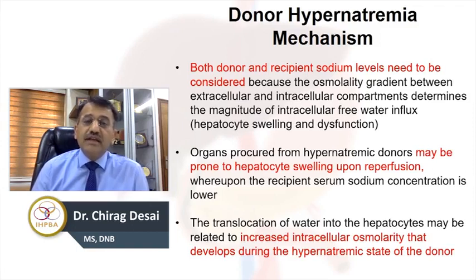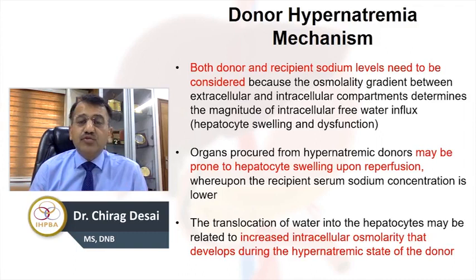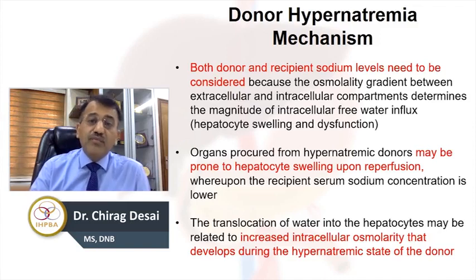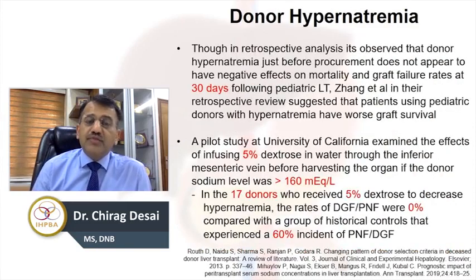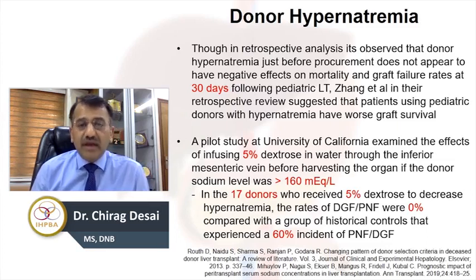It is usually the difference between the two sodium levels in donor and recipient, that absolute difference, which is more important than the absolute level itself. So, though retrospective analysis has observed that donor hypernatremia does not matter, basically, if you have time, it should be utilized to correct the hypernatremia, and effort should be made to bring the level down below 155.